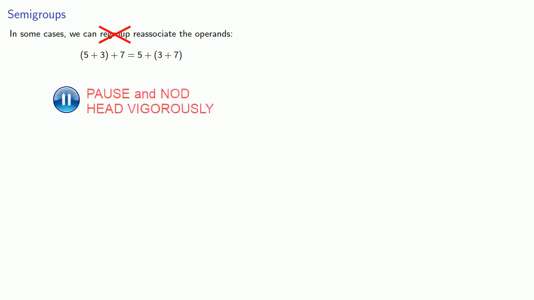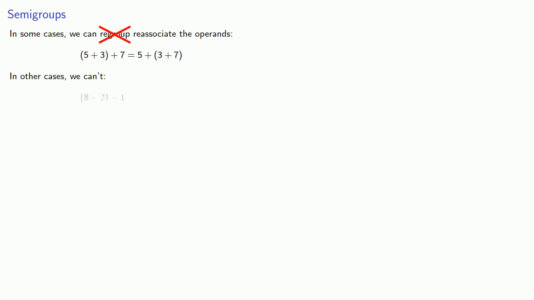Now, in some cases, we can regroup, reassociate the operands. For example, 5 plus 3 plus 7, where we take care of 5 plus 3 first, is the same as 5 plus 3 plus 7, where we take care of the 3 plus 7 first. But in other cases, we can't. 8 minus 2 minus 1 is not the same thing as 8 minus 2 minus 1. So if we require associativity, this gives us even more structure.